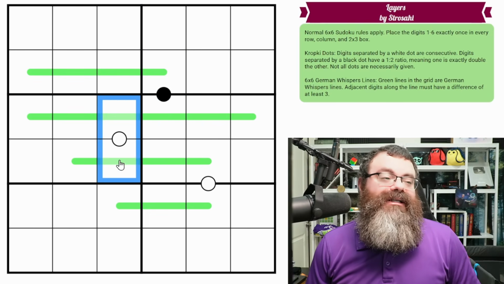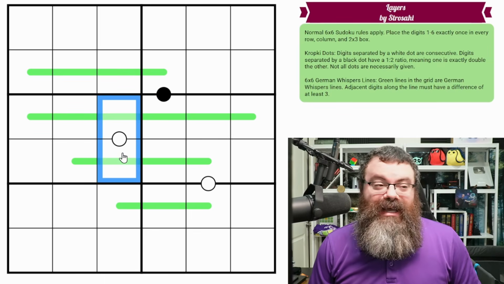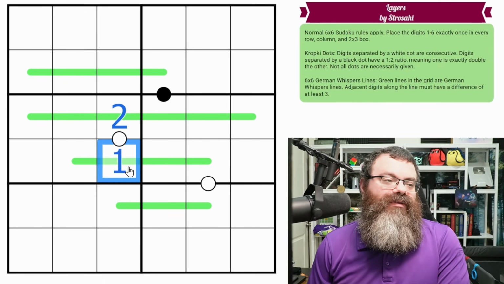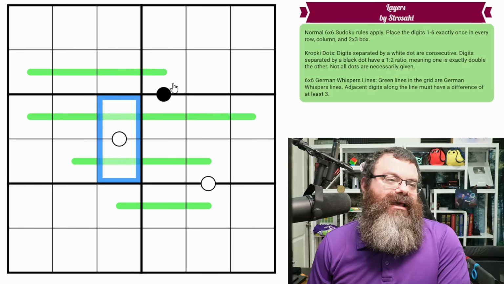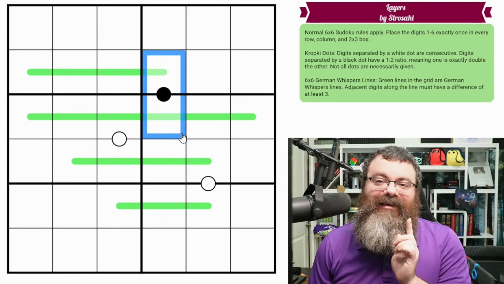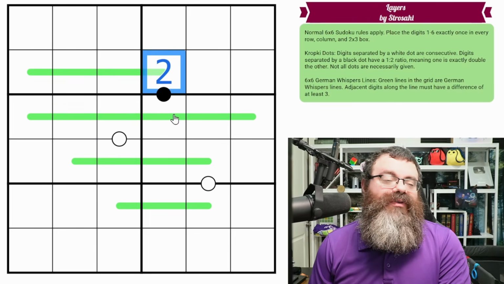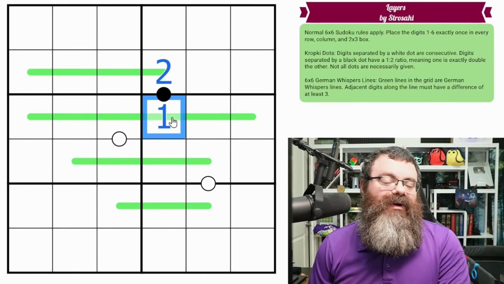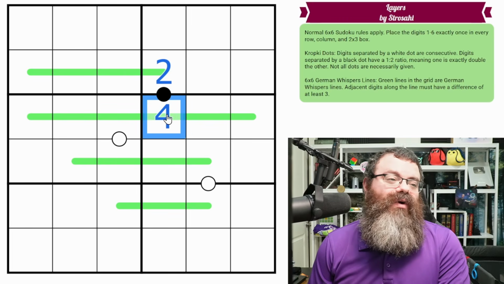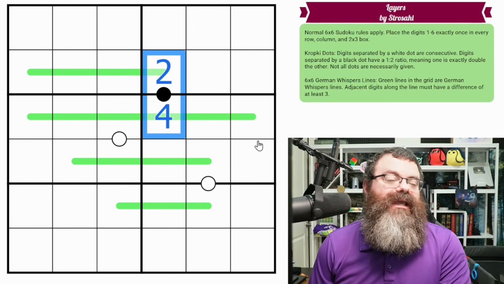The white dots, digits separated by a white dot, have to be consecutive. So if this was a 2, this would be a 1 or a 3 in order for these to be consecutive. And digits separated by a black dot have a 1 to 2 ratio. That means one is exactly double the other. So if this was a 2, this could be 1, because 2 is exactly double 1. Or this could be a 4, because 4 is exactly double 2. So with a 2 here, 1 and 4 are the only options next to it.